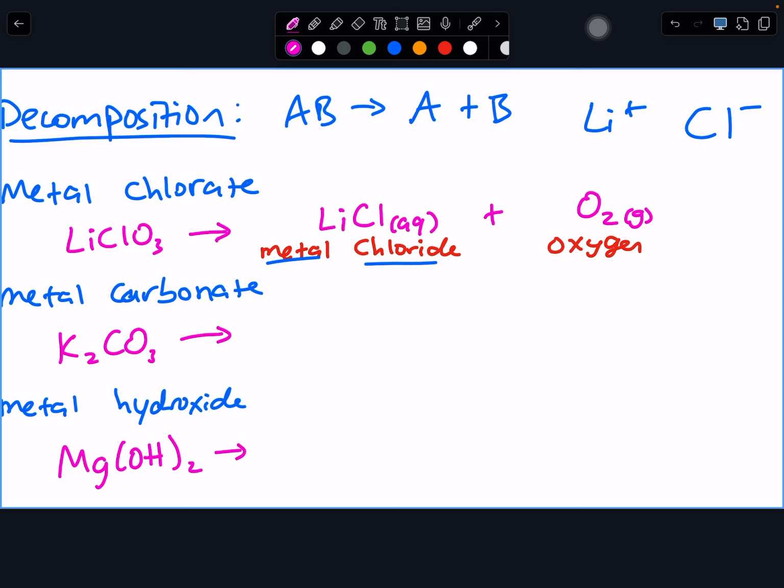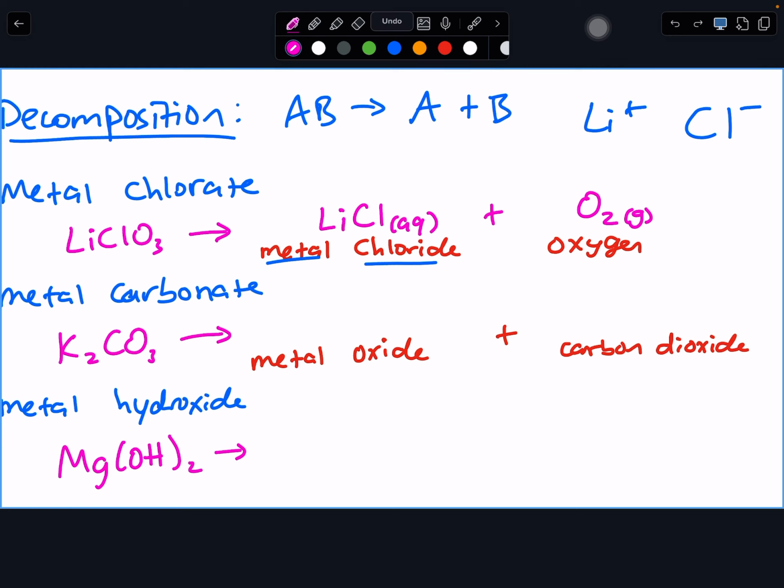Okay, perfect. So does everyone understand what a metal chlorate decomposes into? Yeah. Okay, good. Next, metal carbonates. They are a little bit different. They decompose into not metal chloride, because I don't have chlorine, but metal oxide and carbon dioxide, CO2. It makes sense, look, whenever we write everything out. So what do you think a metal oxide is again? A metal and oxygen. Right.